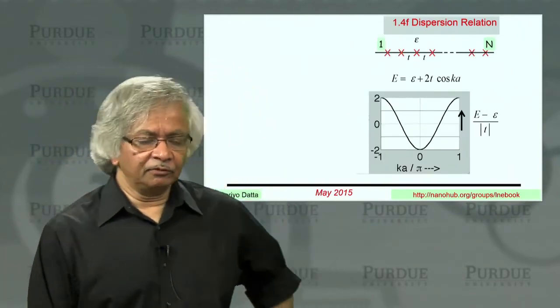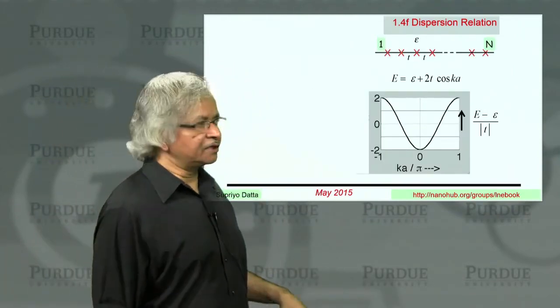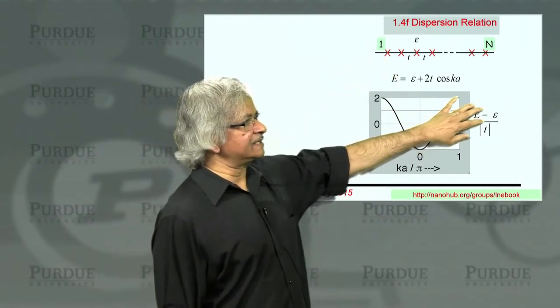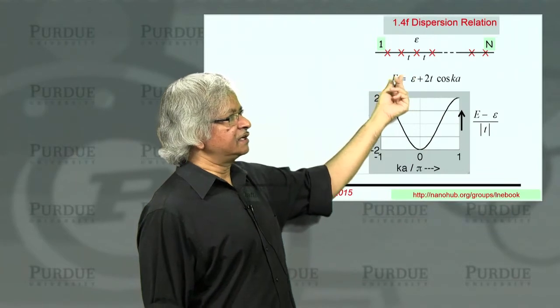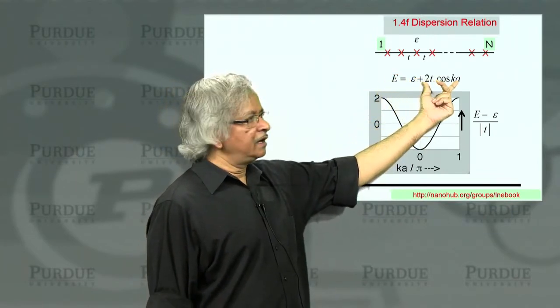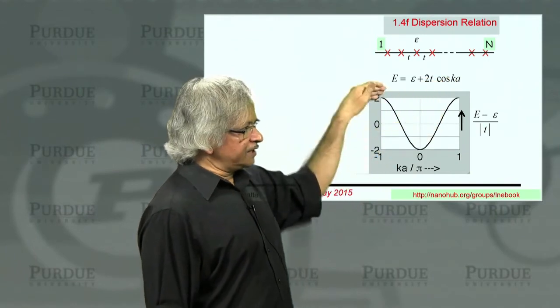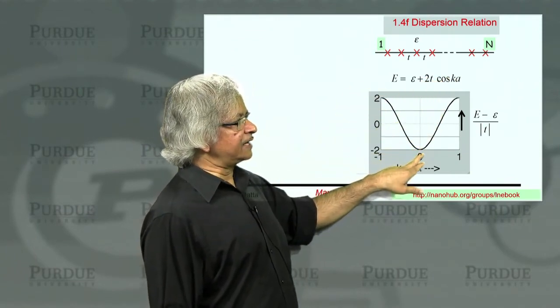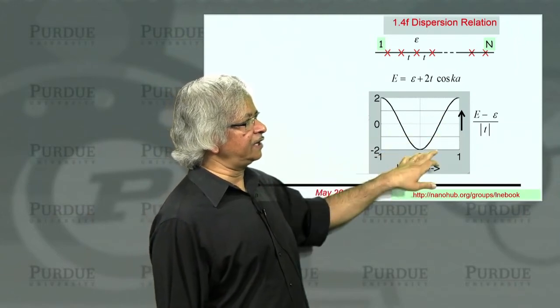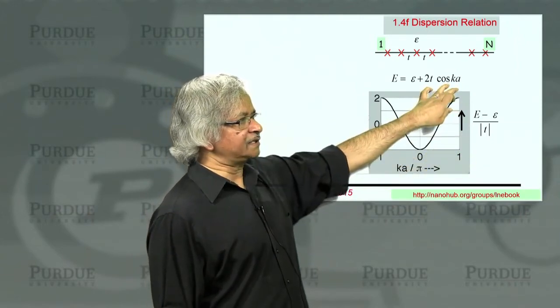Now, what does it look like, this dispersion relation? Well, if you plot it, so this axis is this E minus epsilon. So E is equal to this constant plus a cosine. Now, the way I have drawn this, you'll notice at k equal to 0, it's the minimum, and at k equals pi, it's a maximum.